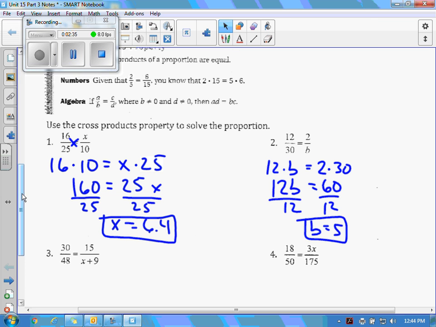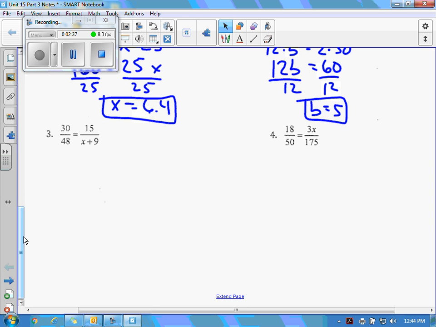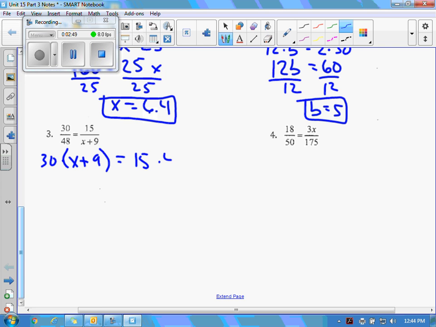Looking at 3 and 4, these are going to get a little bit trickier because we have more than just the x. But again, same thing. I'm doing 30 times x plus 9. I'm going to have to put parentheses around that because it's the whole quantity. And then I'm doing 15 times 48. So here I'd have to distribute. I'd get 30x plus 270 equals 15 times 48, which is 720.